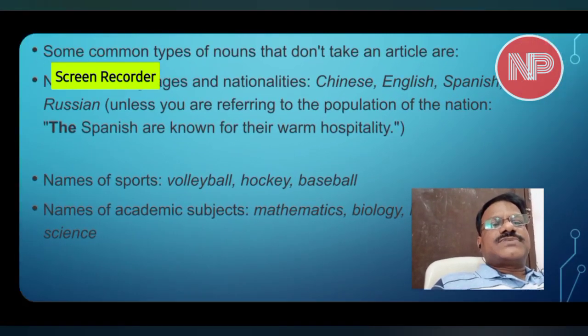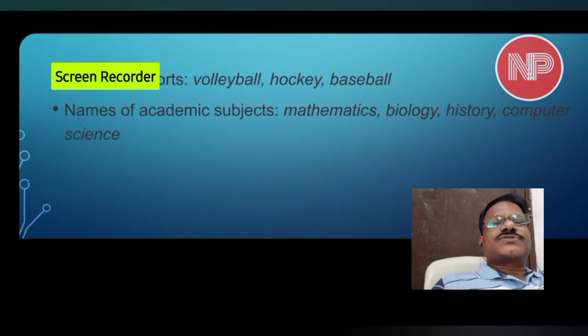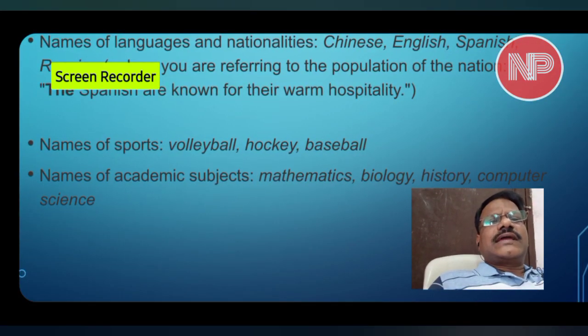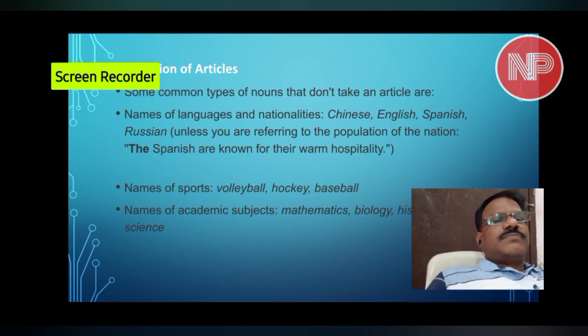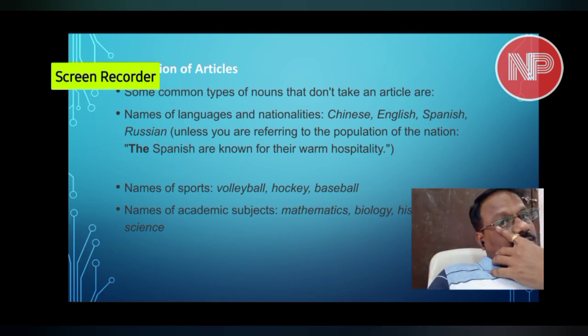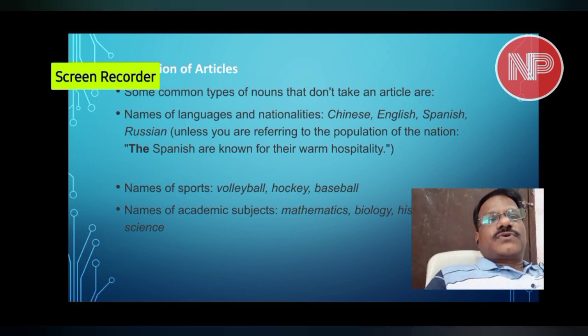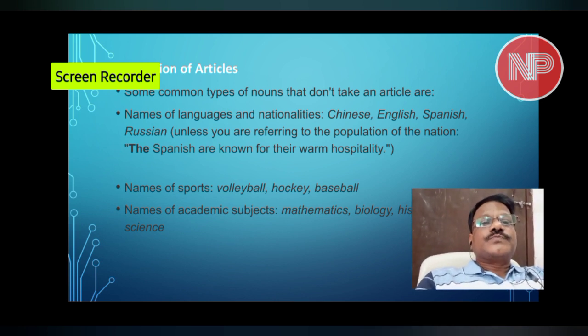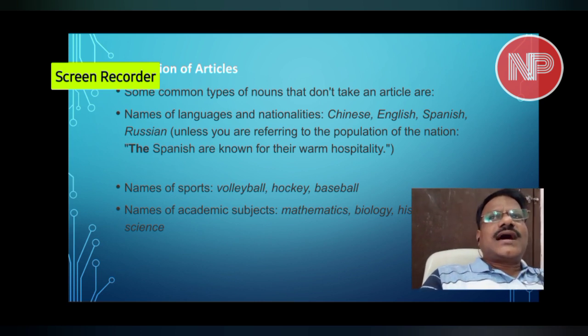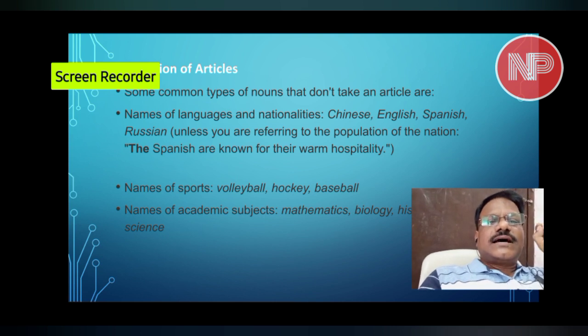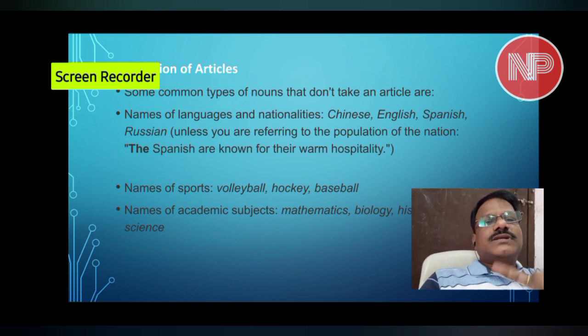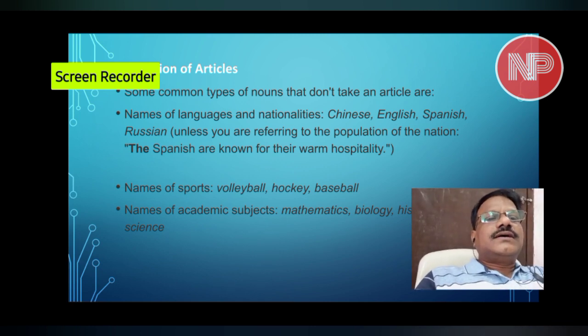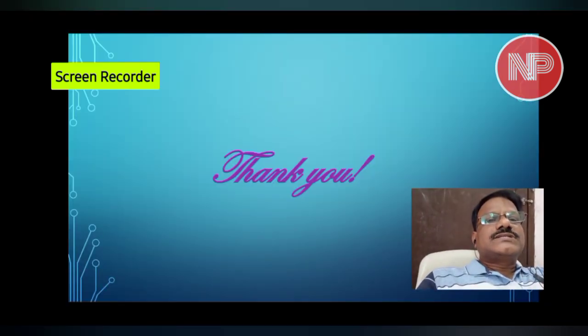Names of academic subjects like mathematics, biology, history, computer science, these names will not take any kind of article, although they are nouns, maybe countable or non-countable nouns, but we don't use any kind of article before these nouns too. Not every noun will take article. First of all, just bear in mind or just remember this, that not every noun will take article. Only countable or non-countable singular nouns will take articles. So that much we will have to see here.